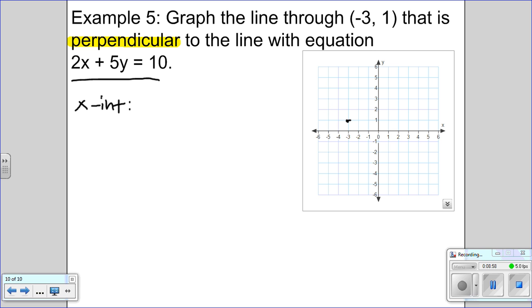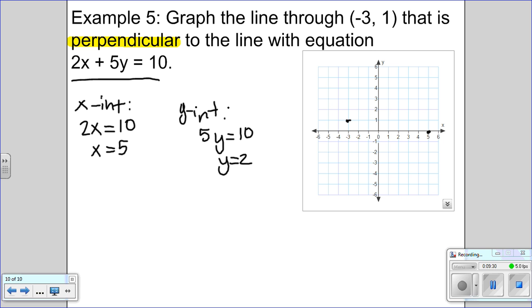The x-intercept, if we drop the y term, you're solving 2x equals 10, and the x-intercept is at 5. So on my graph, my x-intercept for the first line is at 5. The y-intercept, the easy way to get the y-intercept is to drop the x term, because remember we're just plugging in 0, so that wipes out, and you're going to solve 5y equals 10. That means the y-intercept is at 2. 5 times 2 is 10. Positive 2 on the y-axis. Okay, so here's the first line.